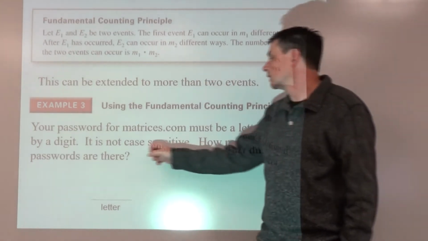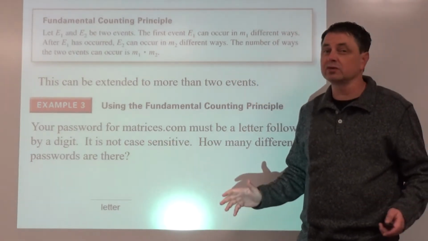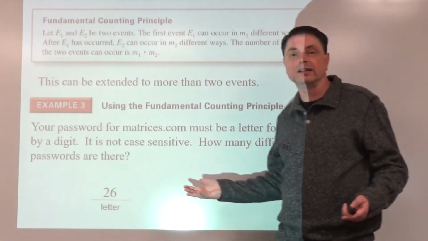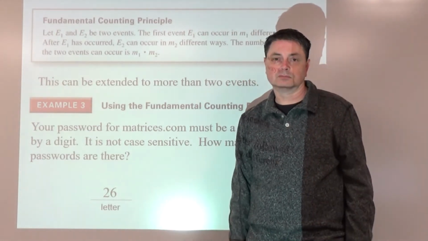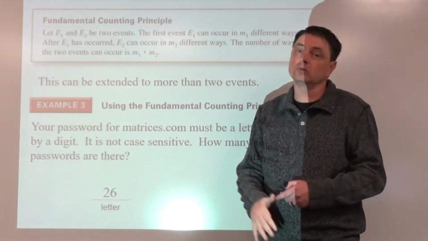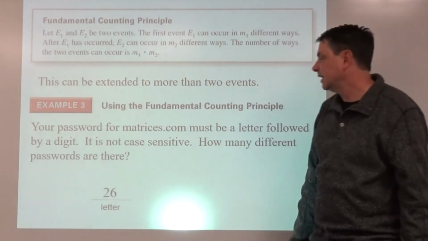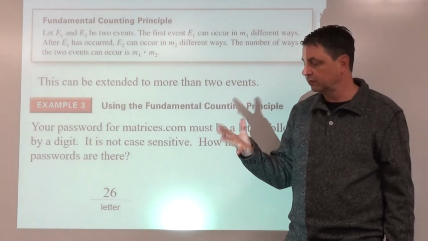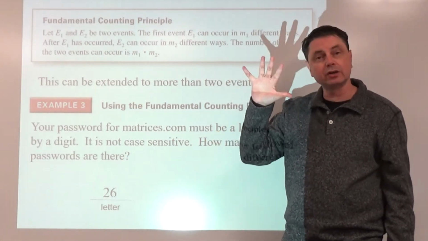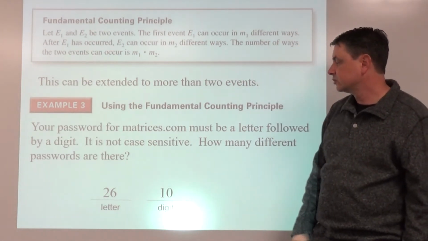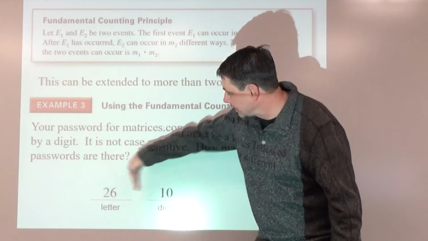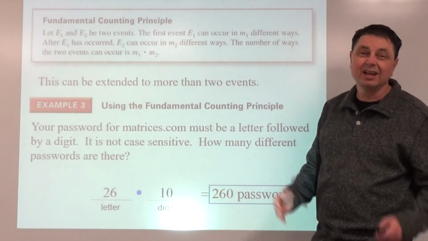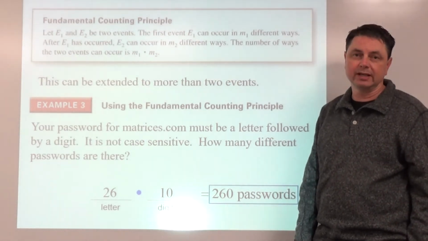Once again, it is not case sensitive, so there's no difference between a capital A and a lowercase a. So there are 26 letters. What if it was case sensitive? Then it would be 52, 26 capitals and 26 lowercase. We're just going with 26. And then it's followed by a digit. How many digits are there? 1, 2, 3, 4, 5, 6, 7, 8, 9, and 0. 10 digits. So those are our two events. We multiply the number of ways each can happen, and that means that there are 260 passwords. Must not be a very popular website.